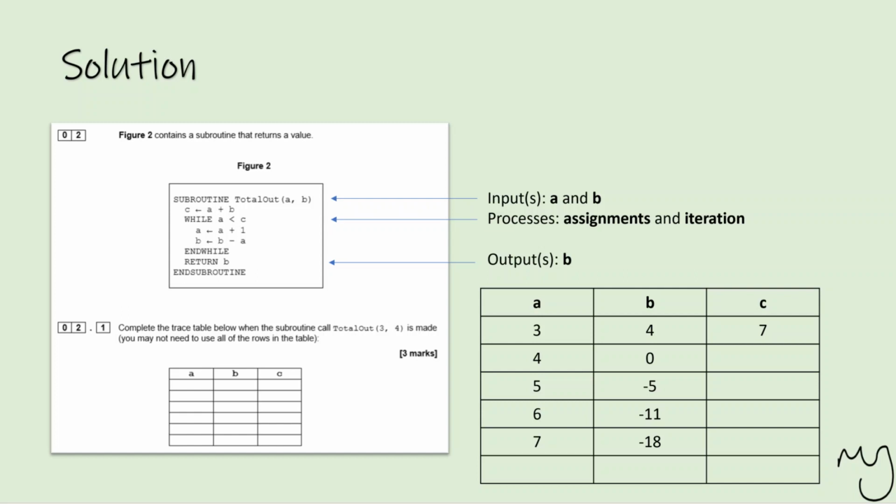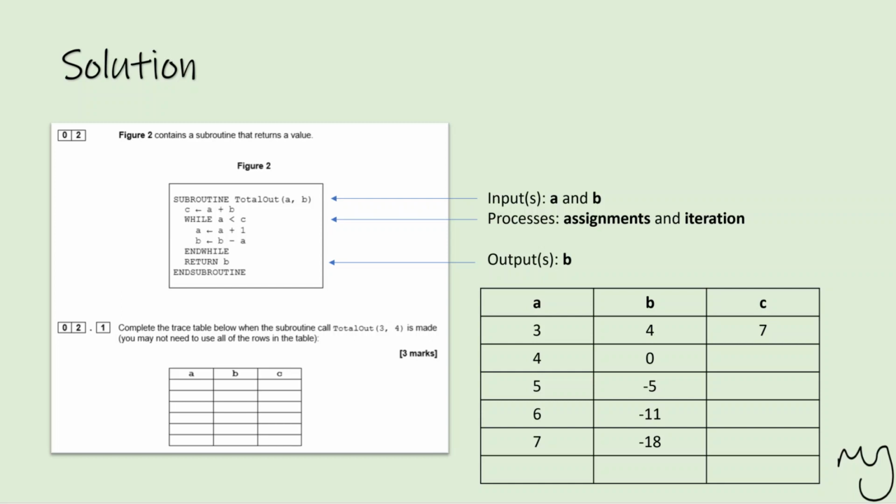We then have the beginning of an indefinite loop, and while A is less than C, which it currently is because A is 3 and C is 7, we're going to carry out the following two steps. We're going to reassign A the value of A plus 1, so we're incrementing the value of A by 1, which is why we've now inputted A as being 4 on the next row. During that same iteration, B is now being made equal to itself take away the value of A. Well, A has just been incremented to 4, so we're now taking 4 away from 4, which gives us 0.